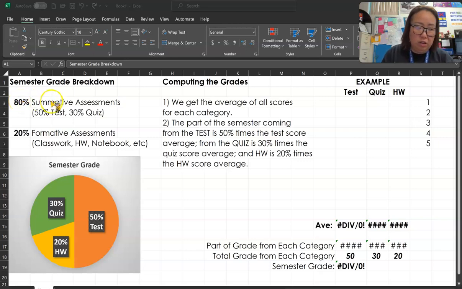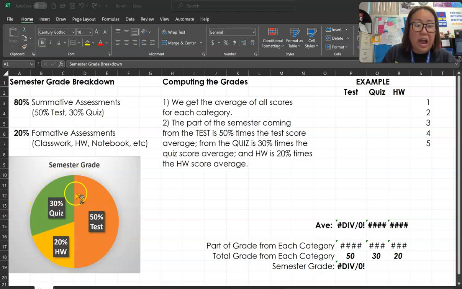80% of the grade is coming from summative assessments, and those are your tests and quizzes. So 50% comes from the tests, 30% of the grade comes from the quizzes. The remaining 20% comes from the formative assessments. So these are the classwork, the homework, notebook checks, those things. Okay. So visually, this is the semester grade.